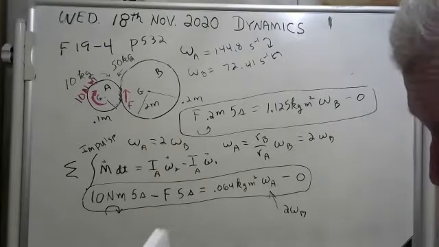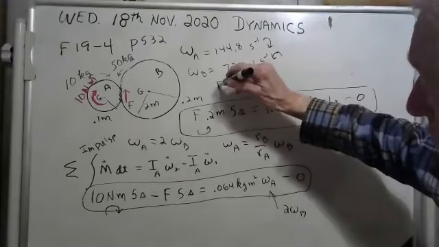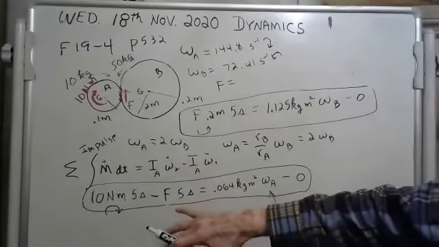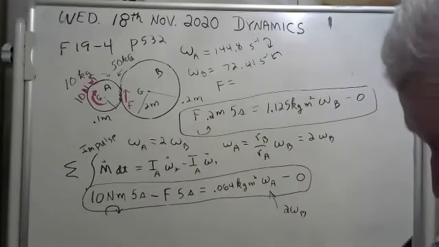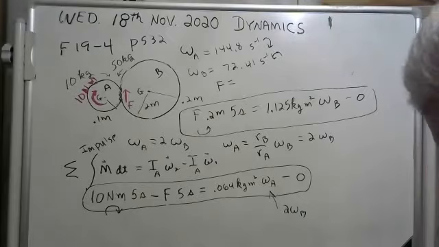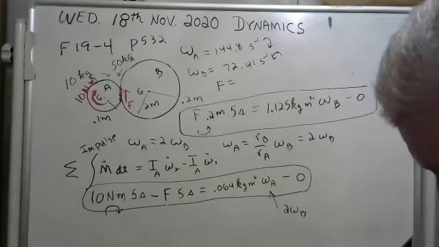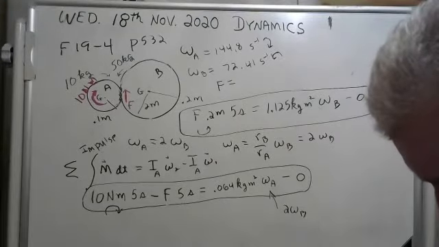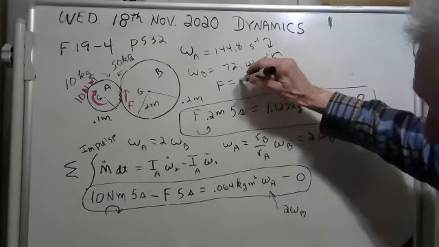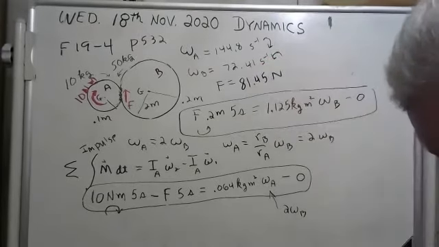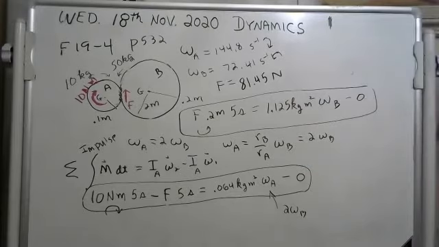And the F, I got that F to be, see, there's an F in there. We can solve that too. I got that to be 81.45 newtons. So we got all of our unknowns.